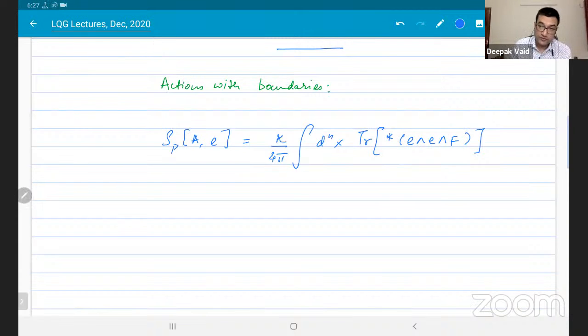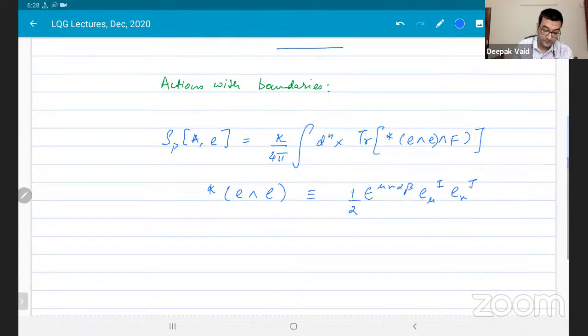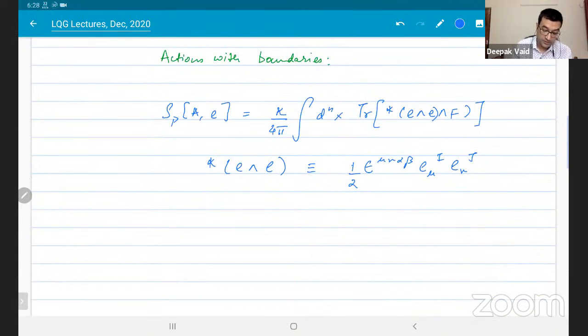So when we do the variation of this, what is this? This is the Hodge dual. So we have 1/2 epsilon mu nu alpha beta e nu I e nu j, like this. This would be the dual of the wedge product.